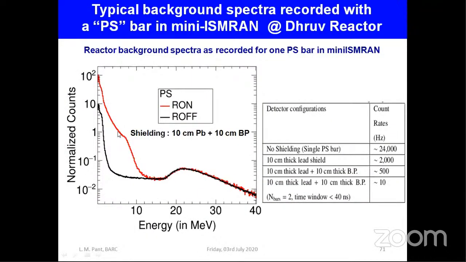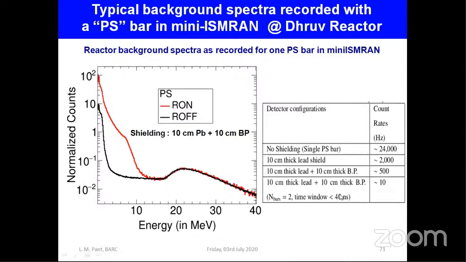Reactor on is shown in red, and as you can see, independent of the reactor being on or off, the cosmic bump matches very nicely at close to 20 MeV. And this is the region of interest between, say, 2 to 8 MeV, where we are looking for the possible anti-neutrinos. And on the right side, we see the rates in our plastic scintillators.